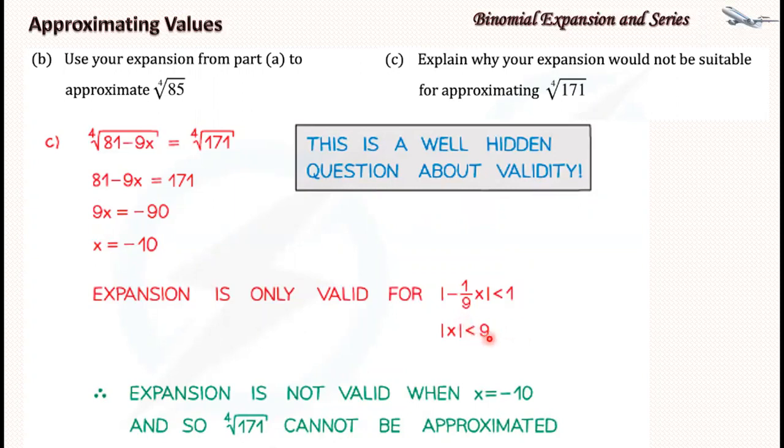Can you see something here? This value of x is equal to -10, which lies outside the validity range. Therefore, the approximation will not be valid. So the expansion is not valid when x equals -10, and so the fourth root of 171 cannot be approximated. This is a very important tough question. It's always hidden. It's a very important question. The tough one.